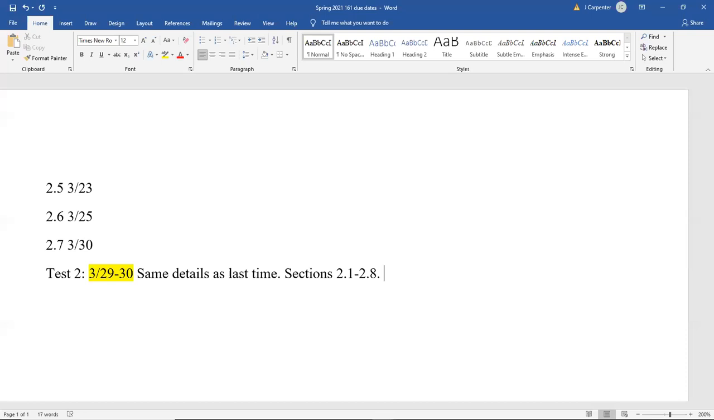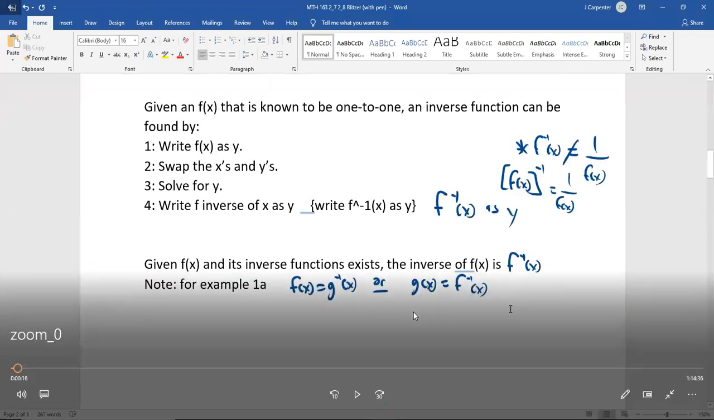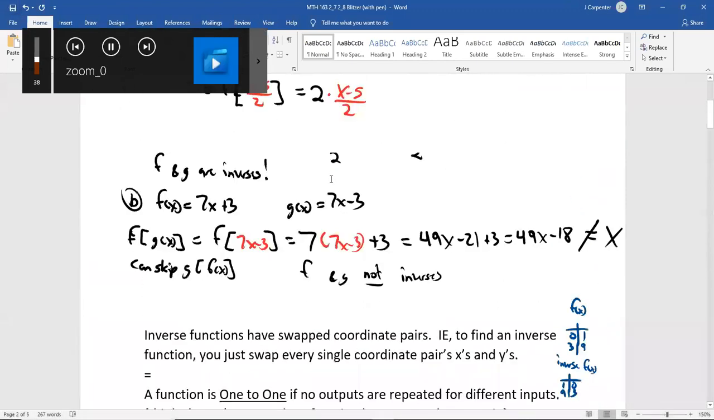So if you don't know any of those details for a test, you can shoot me a message in chat or an email later, but I don't want to waste any time. I started a minute later than I needed to, so let's go ahead and pick up where we left off in 2.7. All right, welcome back, everyone.